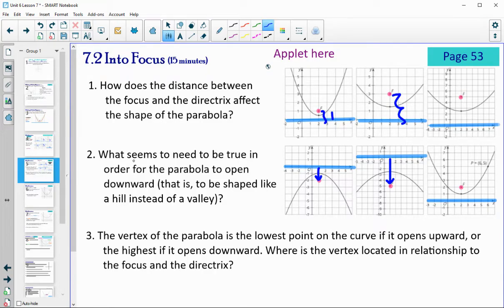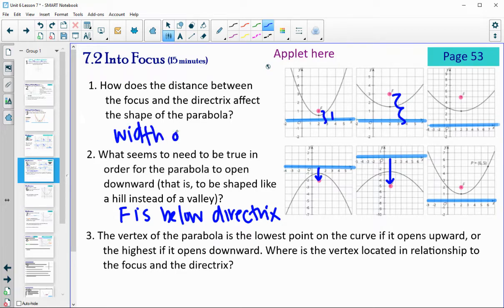So what seems to need to be true in order for the parabola to open downward? Okay, that the focus needs to be below the directrix. And the distance between them impacted the width of the curve, or the width of the parabola.